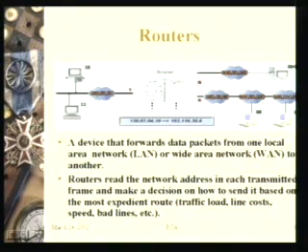Now these in general are devices which are utilized in a physical network. Now routers are logical devices. What does a router do? A router is a device that forwards data packets from one local area network or wide area network to another. Routers read the network address in each transmitted frame and make a decision on how to send it based on the most expedient route, traffic, load and all those kinds of factors. This kind of router can be built into a computer in software or specific devices can be utilized.